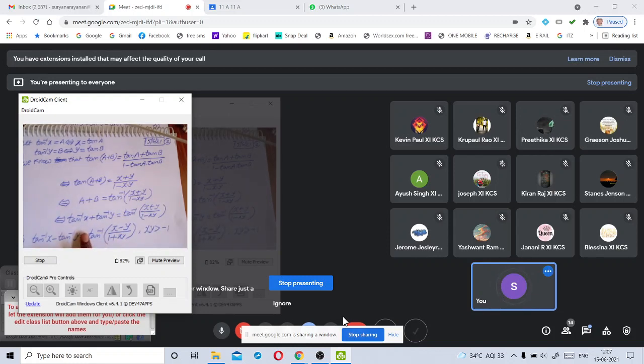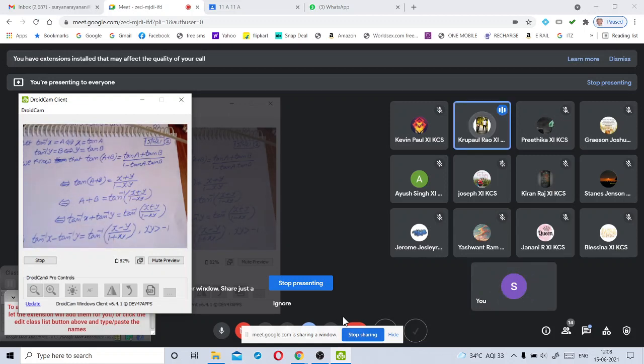Kevin Paul, start reading. Tan inverse x plus tan inverse y equal to tan inverse of x plus y by 1 minus xy. Tan inverse x minus tan inverse y equal to tan inverse of x minus y divided by 1 plus xy, where xy is greater than minus 1. Very good. My dear Krupal, read these two lines.